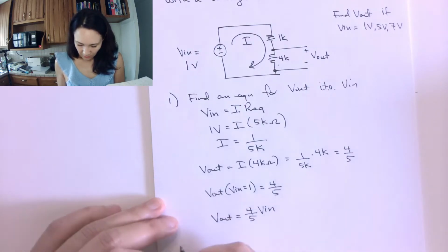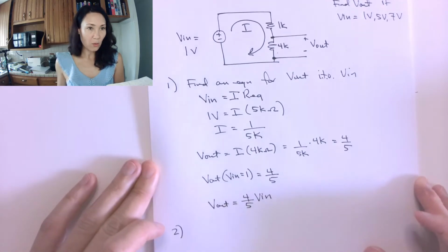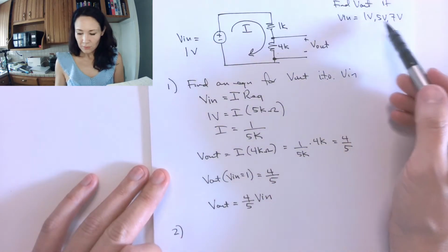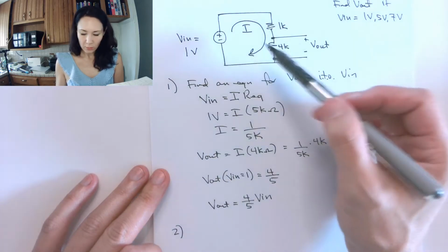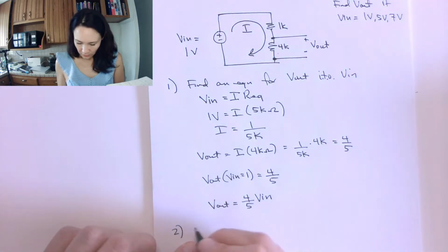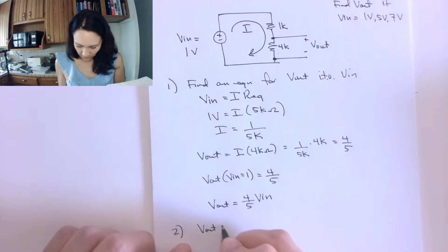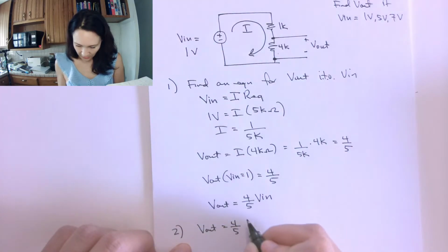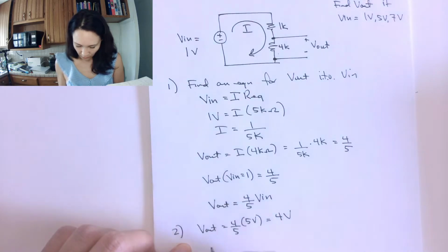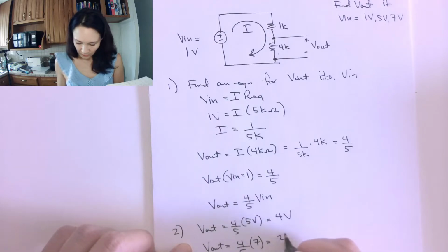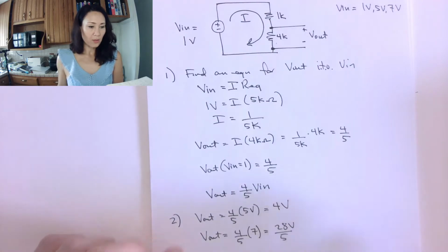Now, to answer the rest of my question, I want to be able to do this for varying source voltages. So I'm going to calculate V out for V in equal to 5 volts, so that will give me 4 volts. Calculate V out when V in is equal to 7, and this is going to give me 28 over 5 volts. Okay, great.